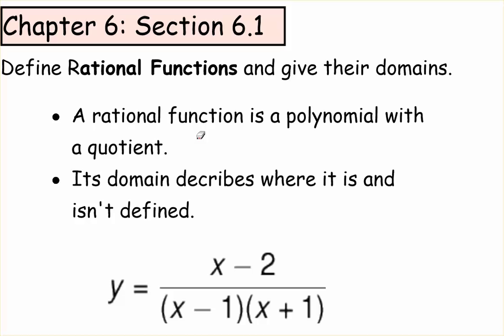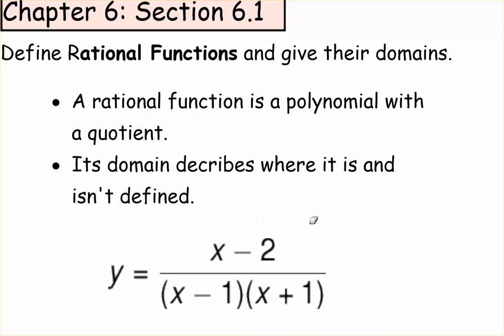So what does that mean? That means that it has a numerator and it has a denominator. And here's my example right here. So to be rational, it has to have those two parts. It has to have the fraction bar. So it's a quotient.